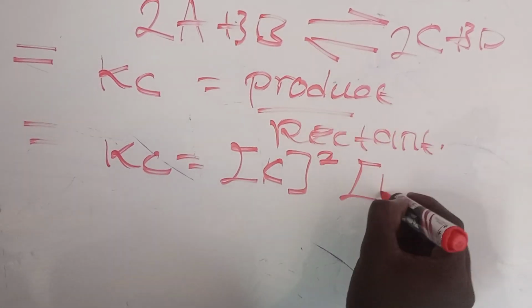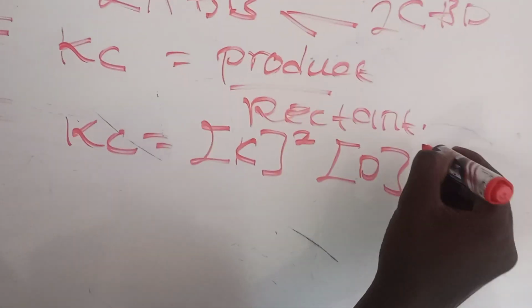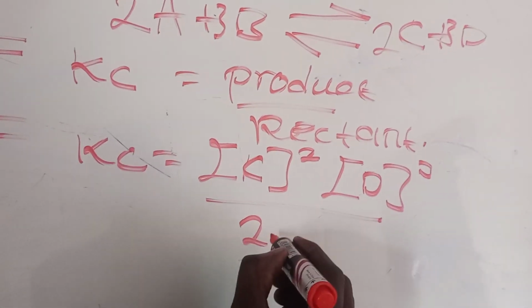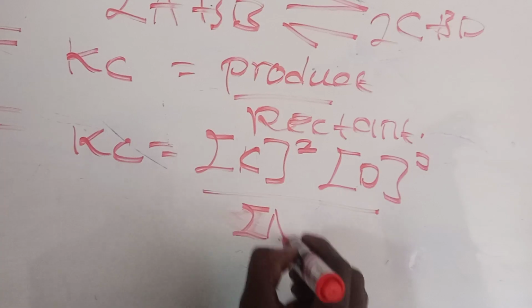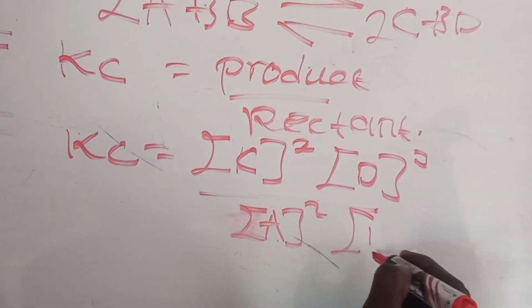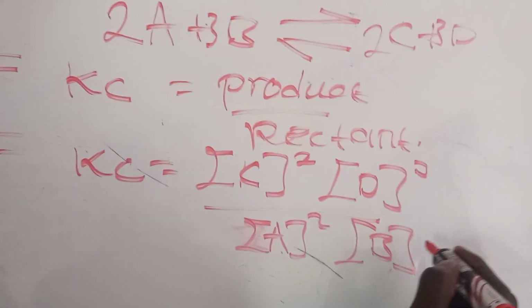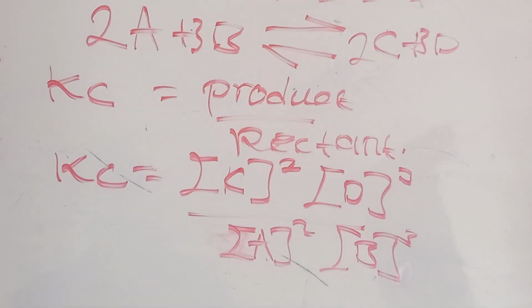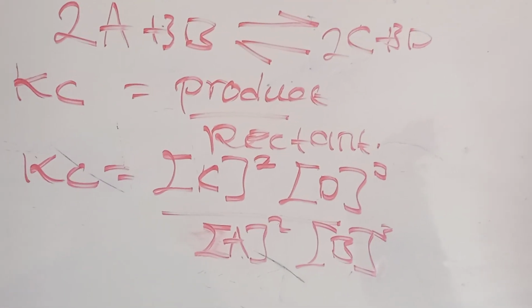What about D? D is 3. The same applies there. You come back to the reactants, and it's the same thing for B. So that's how we write the expression of the reactants and products in chemical equilibrium.